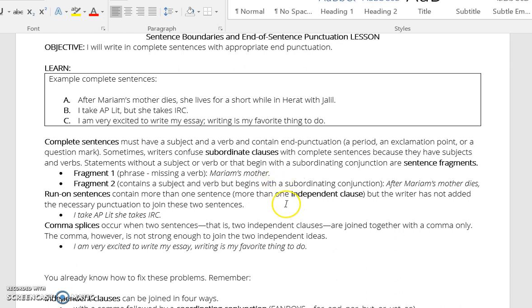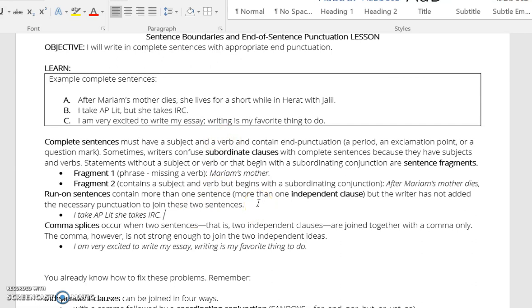We also might have a fragment if you begin with a subordinating conjunction and it leaves you hanging and wanting more information. So for example, after Miriam's mother dies, that sentence cannot stand on its own because we are left wanting more information. Well, what happens after she dies? So this by itself would be a fragment and not a complete thought, not a complete statement. So those are fragments. On the other hand, we also have run-ons.